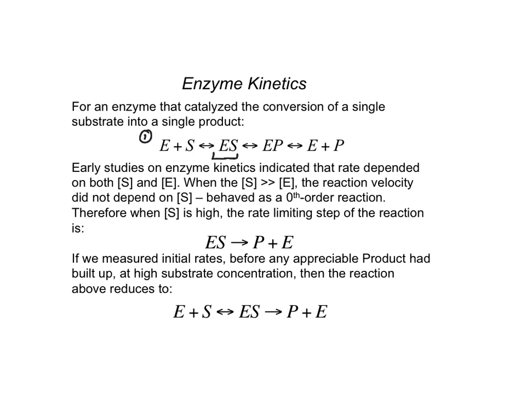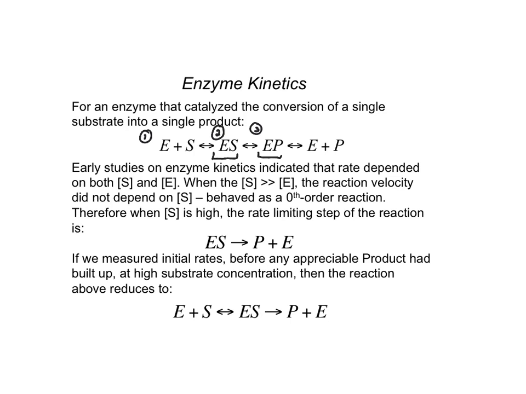That's our first step. And our second step, this little ES, is going to convert to EP, which is the enzyme product complex. Okay, so this is our second step. It has its own little rate constant. And then in our third step, EP is going to essentially dissociate into enzyme and product. Okay, so this is a series of 3 separate steps.